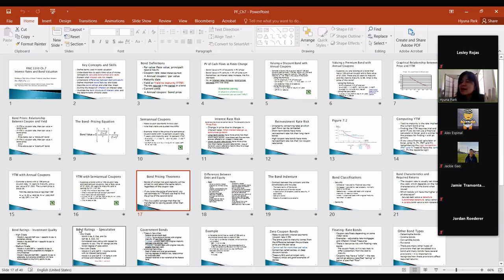Why? Because interest rate risk is caused by this: when yield goes up, present value goes down, and vice versa. When yield goes down, bond price goes up. Because yield is the discount rate, and yield is the market rate, and market rate fluctuates.